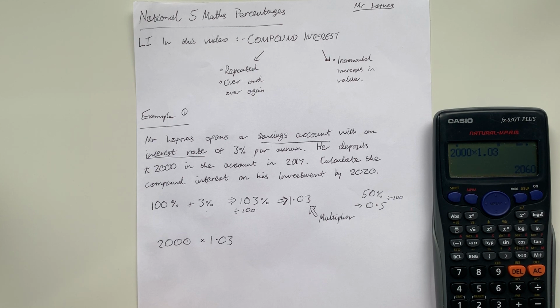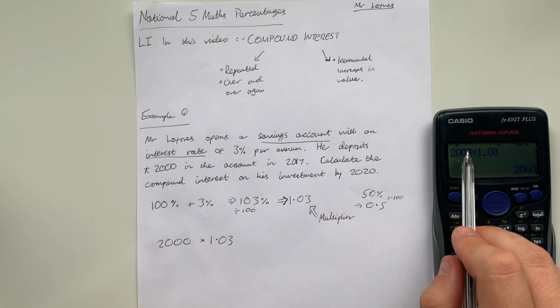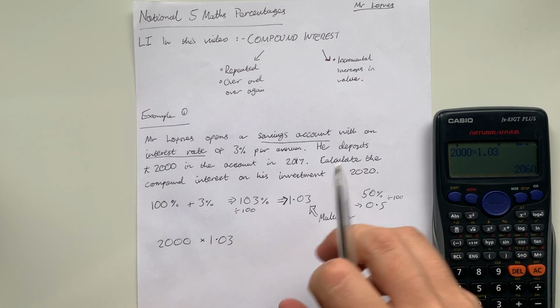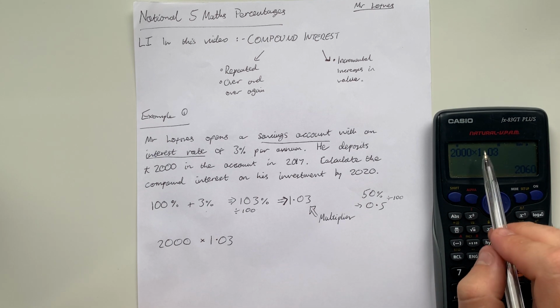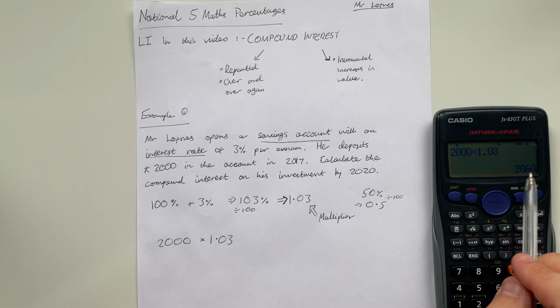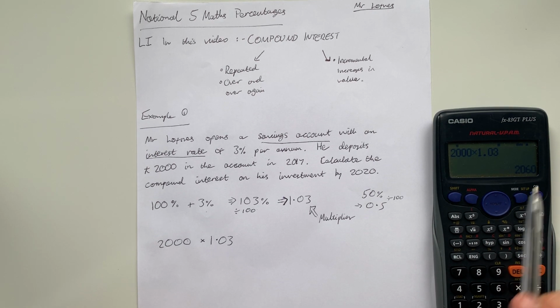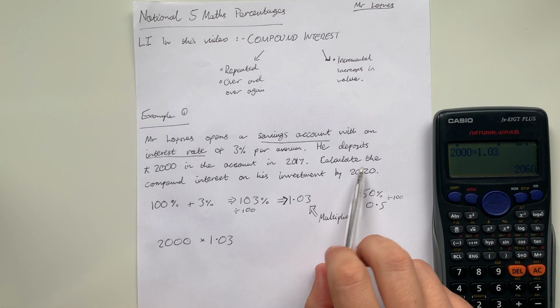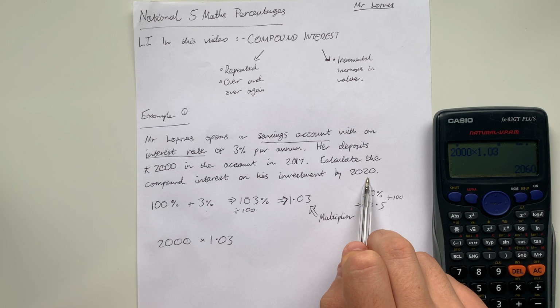So that tells me that if I multiply by 1.03, what my calculator is actually doing is adding 3% on, which makes sense, because if you times it by 1, that keeps it the same, and if you times it by 1.03, it's including the extra 3%. Now that 2,060 would be us finished if it asked for after 1 year. But it doesn't, it asks us for after 3 years, because 2017 to 2020 is 3 years.